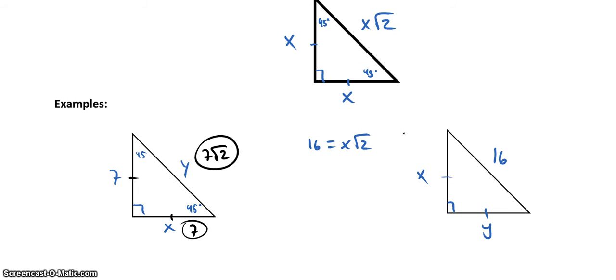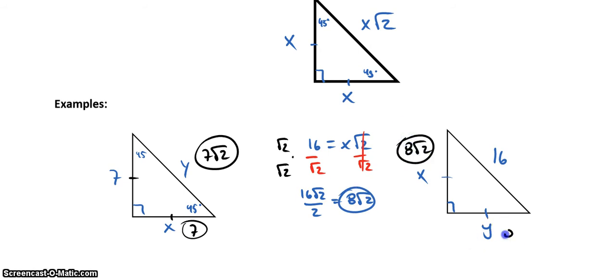Alright, now I'm going to solve for x. So we would divide by root 2. So x equals 16 over root 2, but we can't have a radical in the denominator, so we have to rationalize. So I get 16 root 2 all over 2, which gives me 8 root 2. So that means my legs are 8 root 2, 8 root 2.